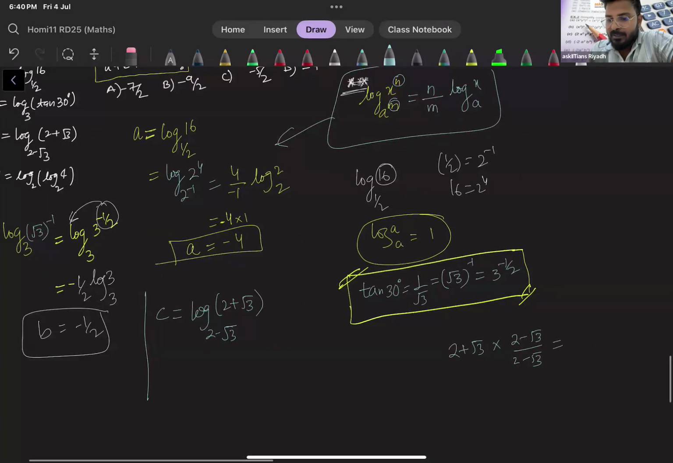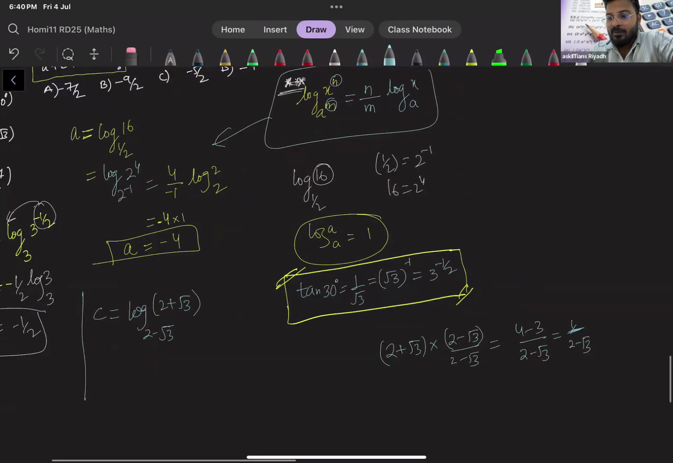So in the numerator, what will we get? We'll get 4 minus 3, like a square minus b square we can use. Correct? So 4 minus 3 divided by 2 minus root 3, and it is going to be 1 over 2 minus root 3. And this 1 over 2 minus root 3 I can write like this also, no? 2 minus root 3 raised to the power minus 1. Yes or no? Arif, Rehan, understood, guys?